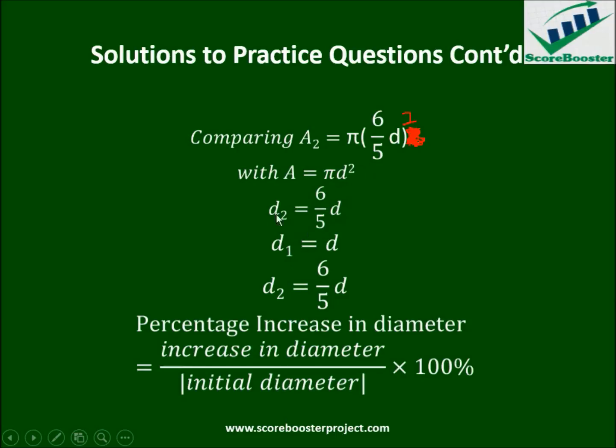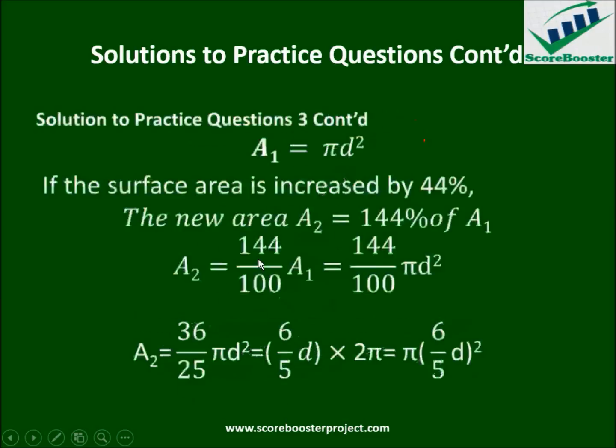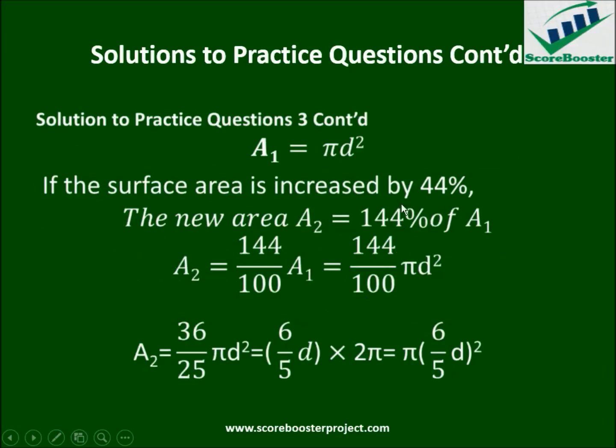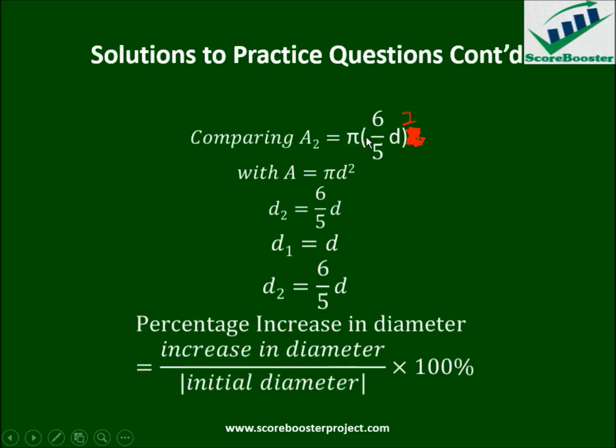And now the original diameter is d. So here the original diameter is d, and d1 equals d. As you can see, it's only d that has a square, like here we have 6 over 5d carrying a square. We consider all the terms under the bracket, which took the square together. So d2 equals 6 over 5d and d1 equals d.